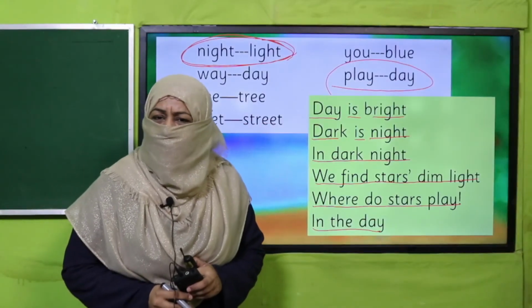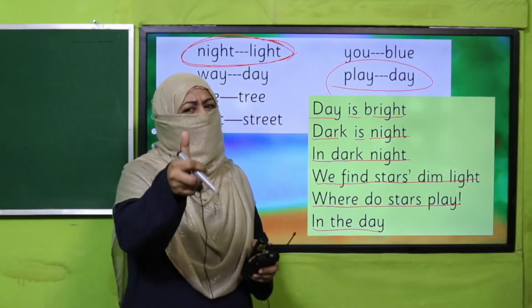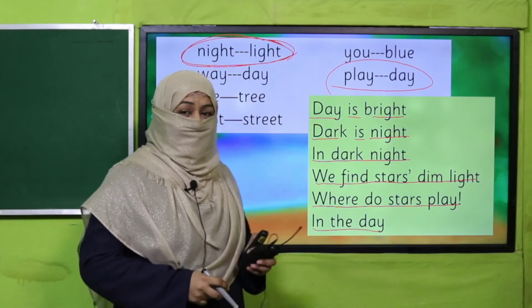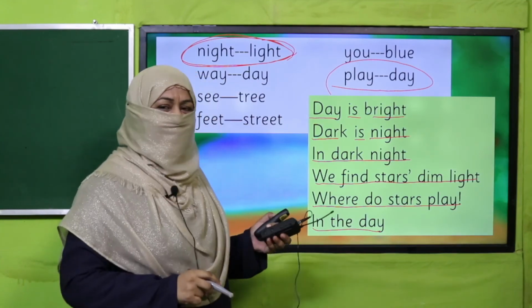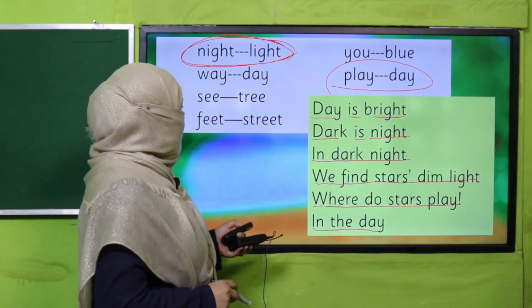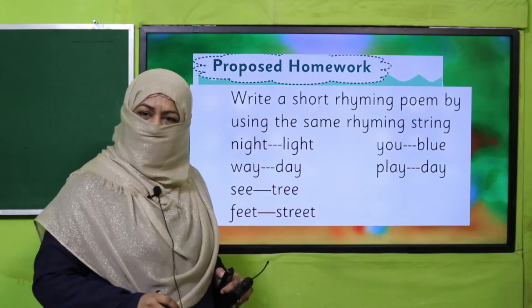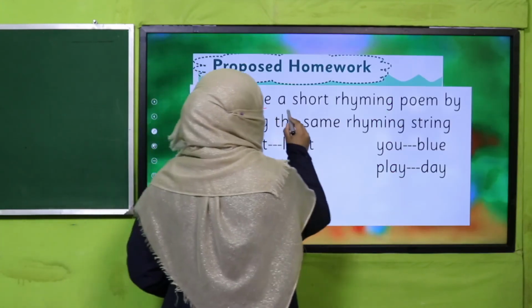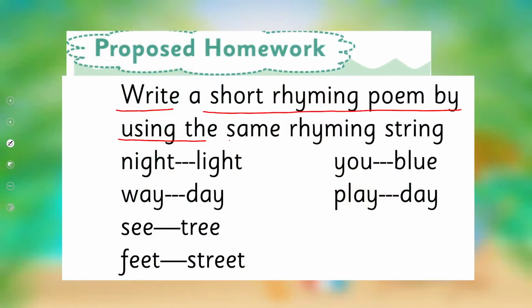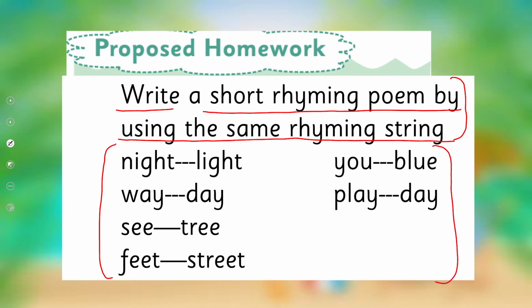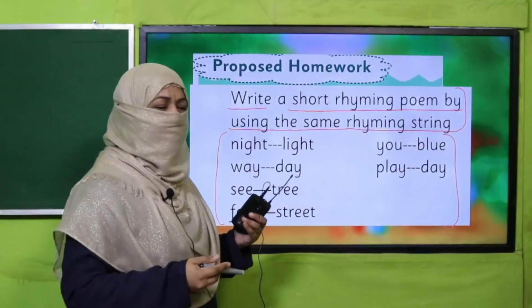Yes, my young poets, are you done with it? Good job, wonderful, amazing. So this is your first poetry. I'm very happy for you, okay? So I'm giving you homework. Write a short rhyming poem using the same rhyming string. So by using the same rhyming string, once again, select the rhyming words of your own choice, write another poem.